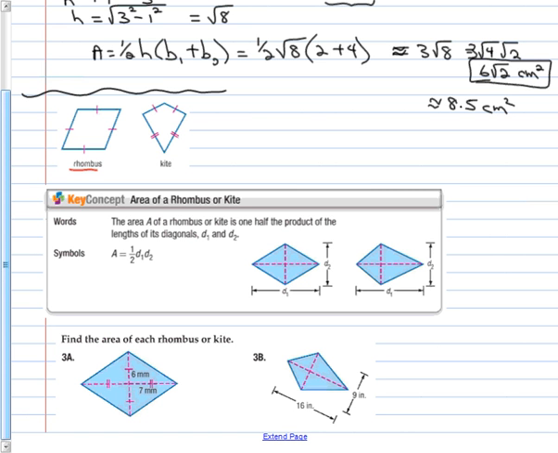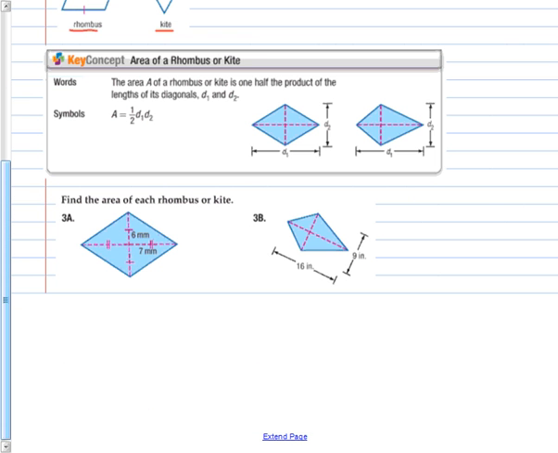What's a kite? 2 pairs of adjacent congruent sides. We don't want 2 pairs of opposite congruent sides. What would that be? Parallelogram. 2 pairs of opposite congruent sides is a parallelogram. 2 pairs of adjacent congruent sides, not parallel, is going to make a kite. Okay, so let's talk about a kite and a parallelogram. And the nice thing about a kite and a parallelogram is they have exactly the same formula.